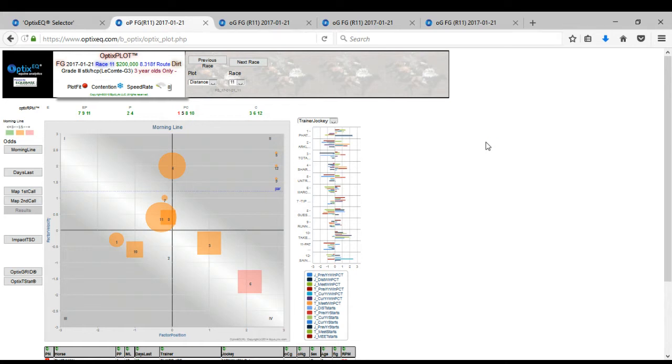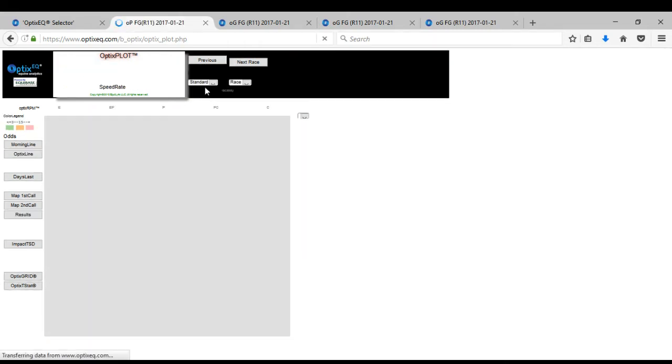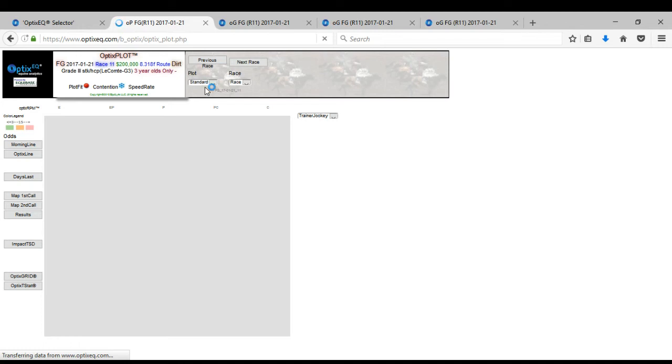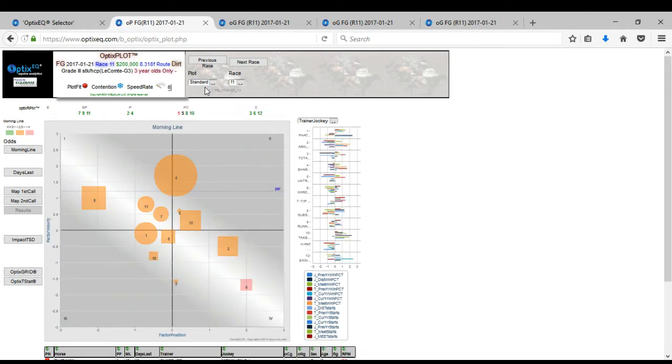What I did from there, I'll go back to standard, and we'll see where the 5, the 12, the 9 are. The 9 is going to be way out in front. It's that big square out there. It's kind of getting into the grid of where these horses are.